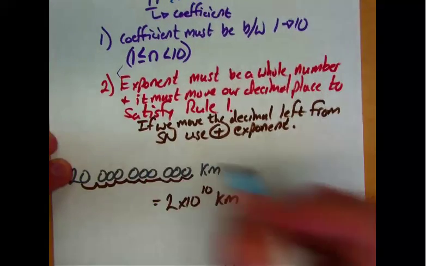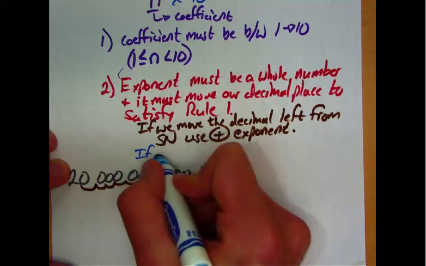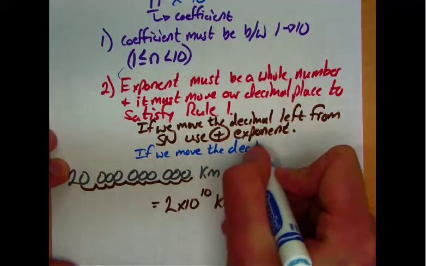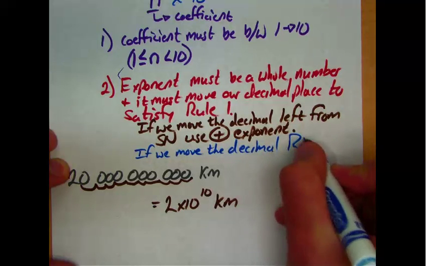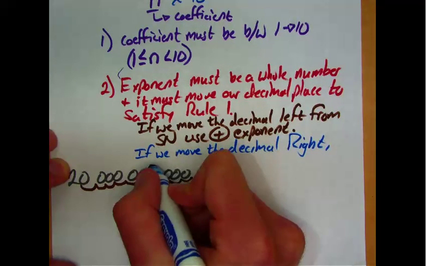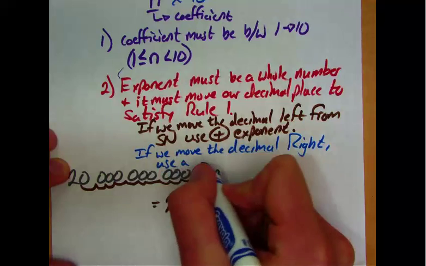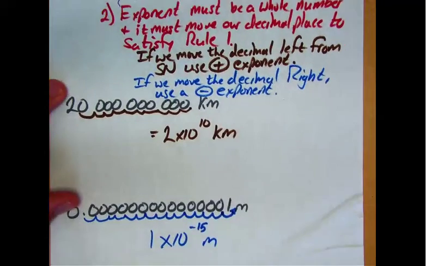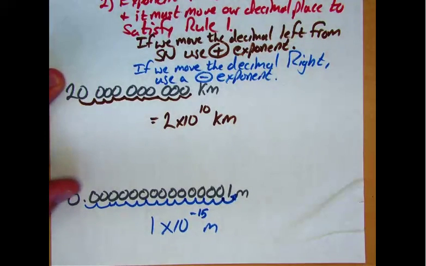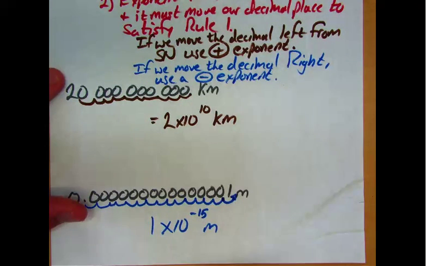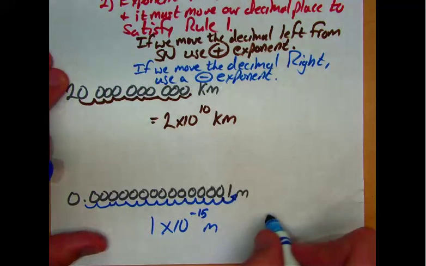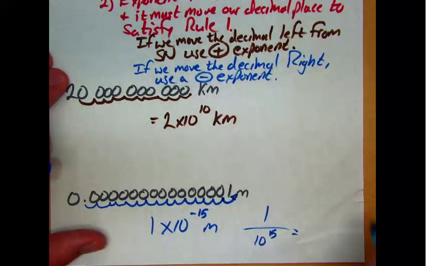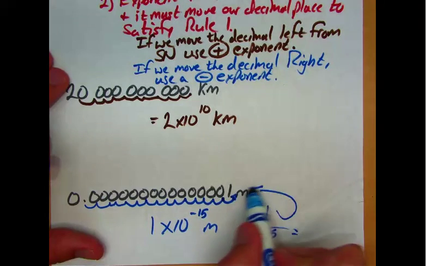So, rule number 2, if we move the decimal right, use a negative exponent. Because again, these two numbers need to be the same. So, as we recall from lecture, this is the same as dividing by 10 to the 15th power. And when I divide 1 by 10 to the 15th power, I get this giant number again.